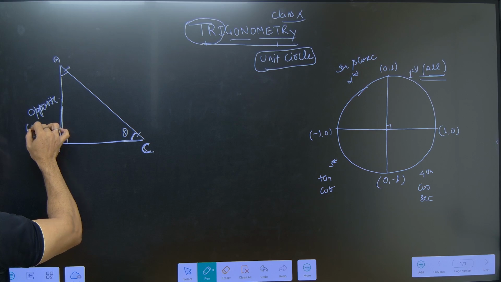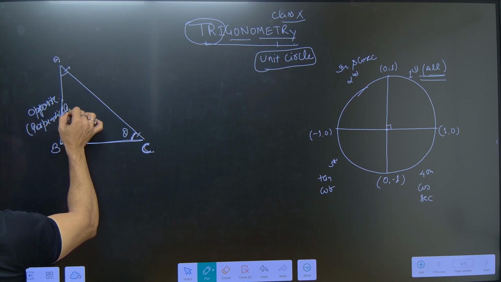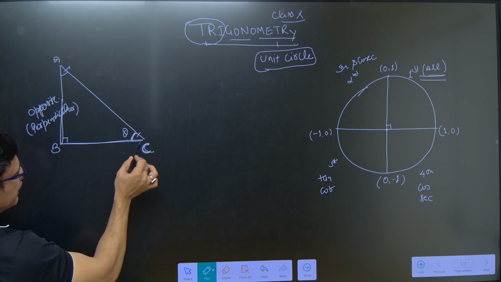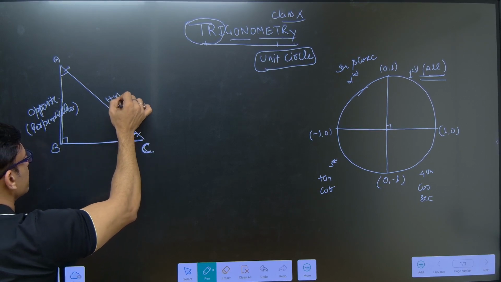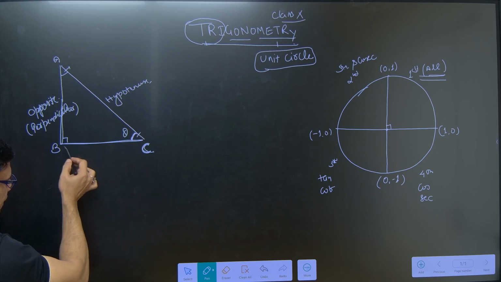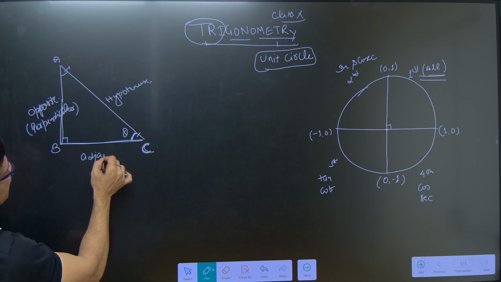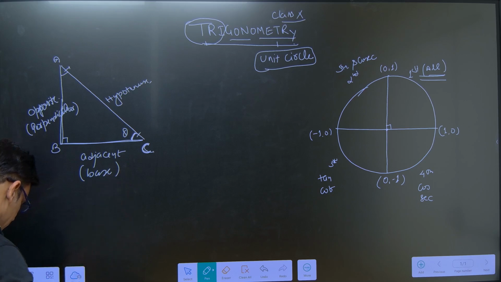Remember, opposite is also called perpendicular. And the side which contains angle theta, one is definitely hypotenuse, and the other side which contains angle theta is called adjacent, also called base. Adjacent or base.